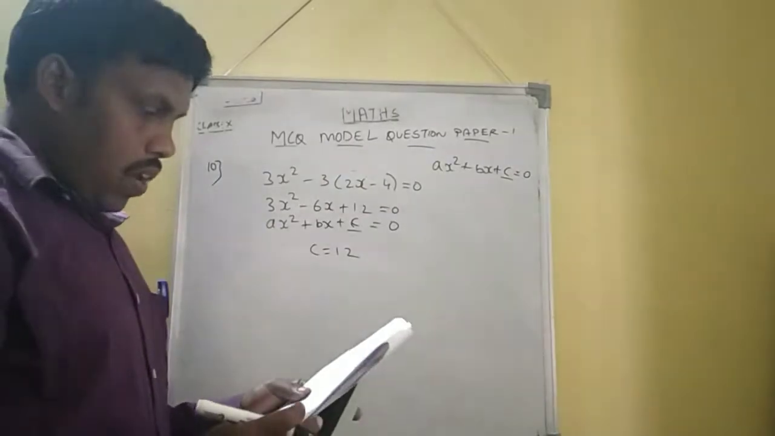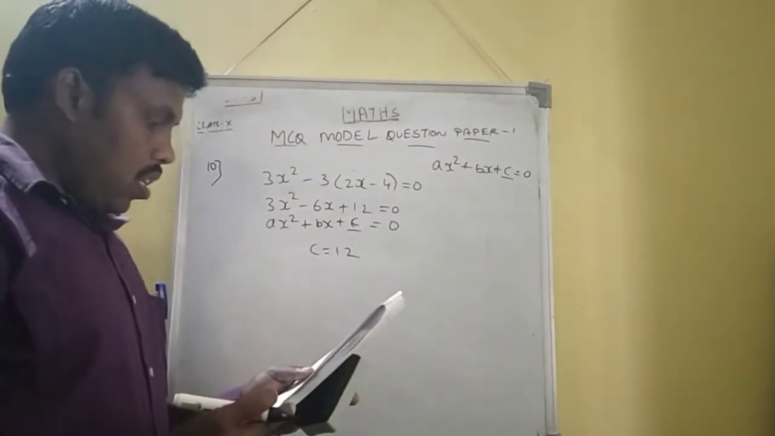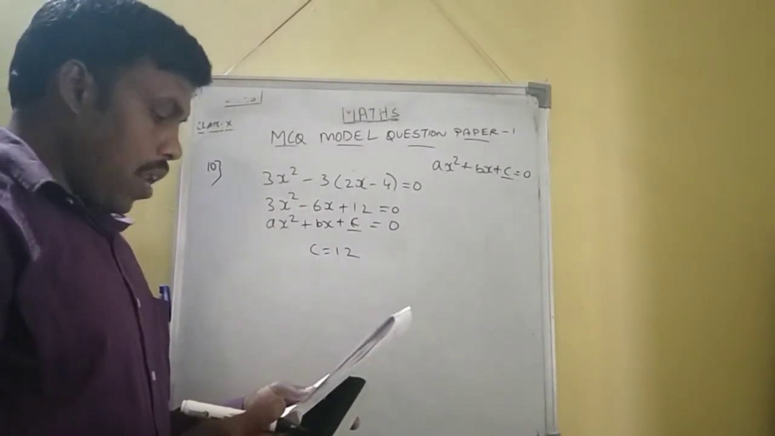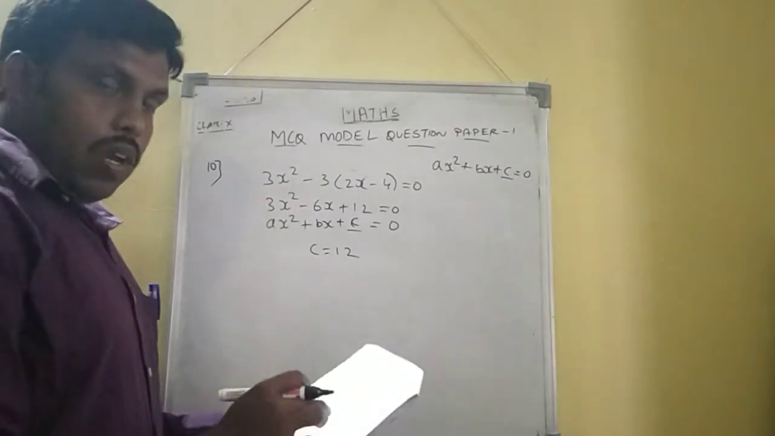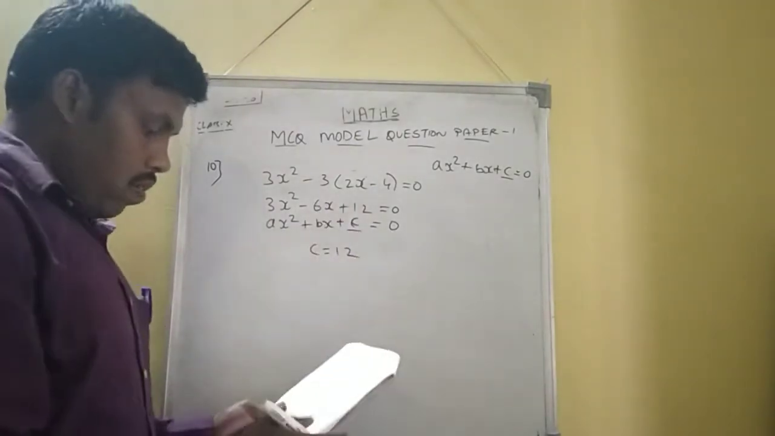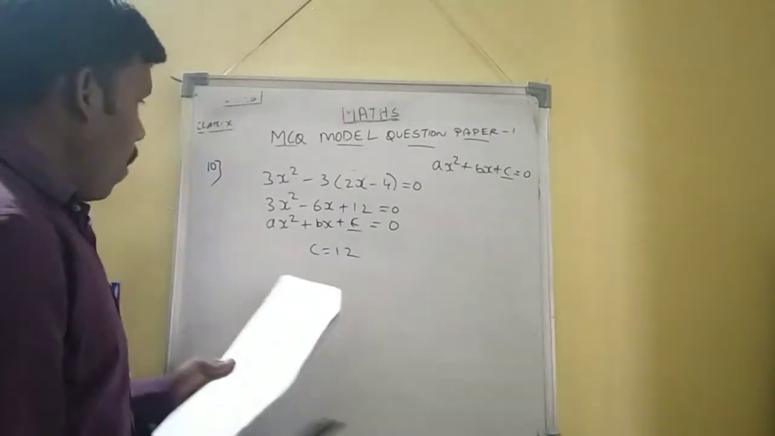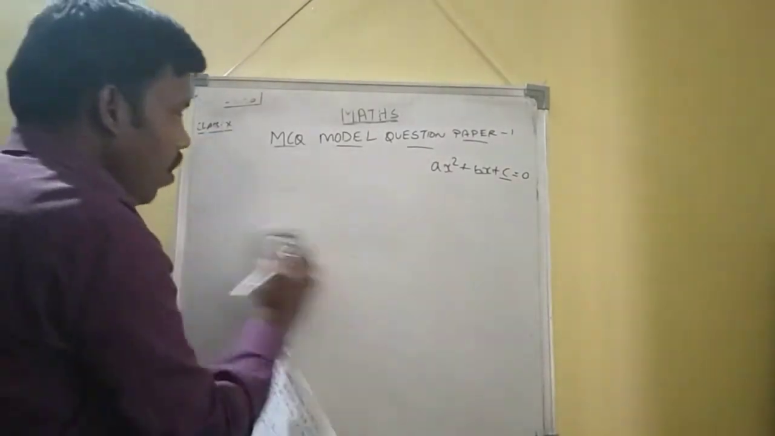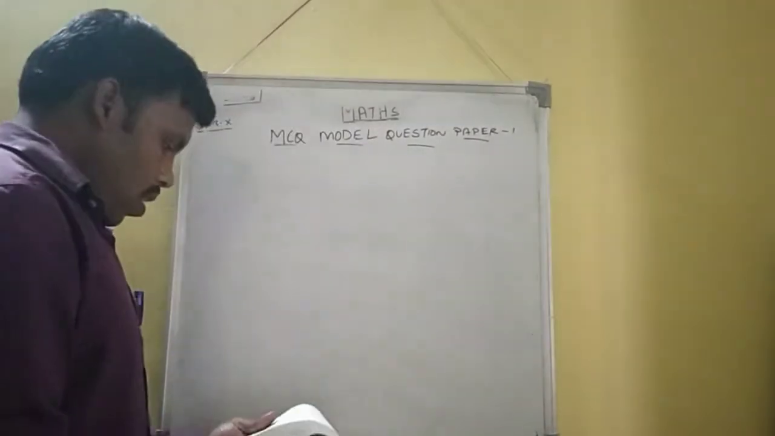The options they gave are: A is 3, B is 4, C is minus 12, D is 12. So option D is correct here. Okay, so this is a very simple one. The 10th one done. We'll go to the 11th one.